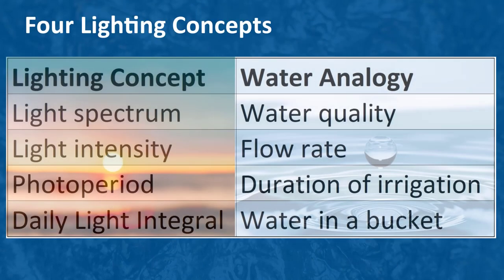I hope you now understand these four concepts: light spectrum, intensity, photoperiod, and daily light integral. Understanding these key concepts underlies managing light for plant growth.